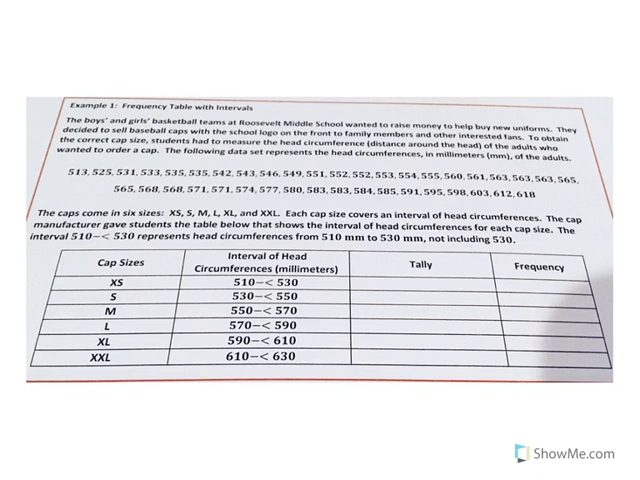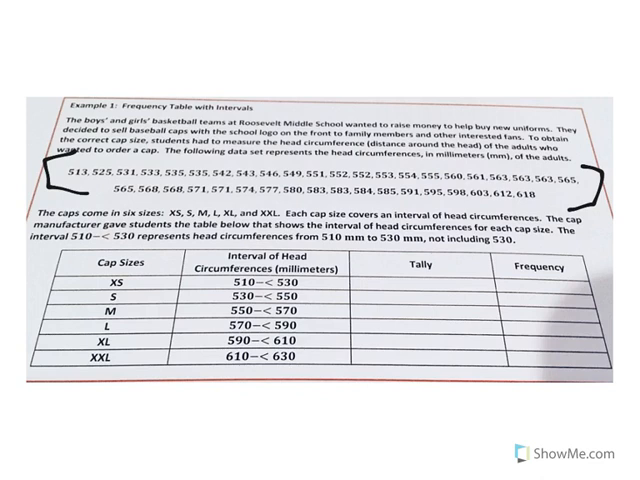The following data set, which is all the numbers, all the information in the set, represents the head circumferences in millimeters of the adults. So for example, we have 513 millimeters, 525 millimeters, so on and so forth. The caps come in 6 sizes: extra small, small, medium, large, extra large, and extra, extra large. Each cap size covers an interval of head circumferences. The cap manufacturer gave students the table that shows the interval of head circumferences for each cap size.